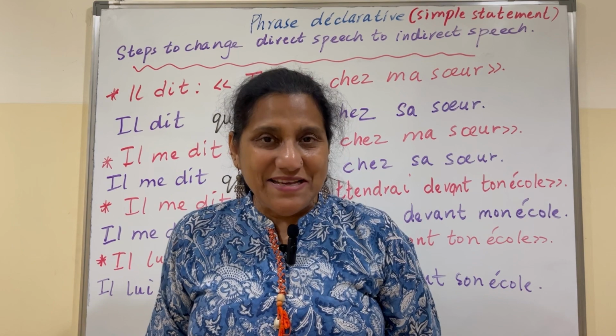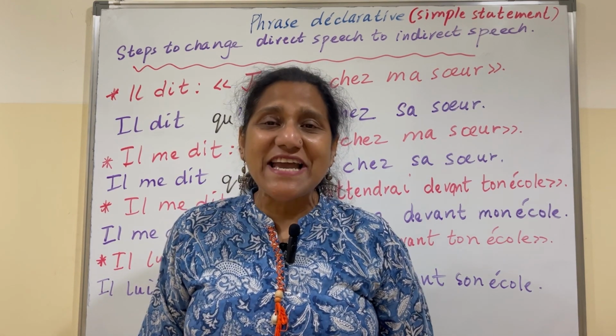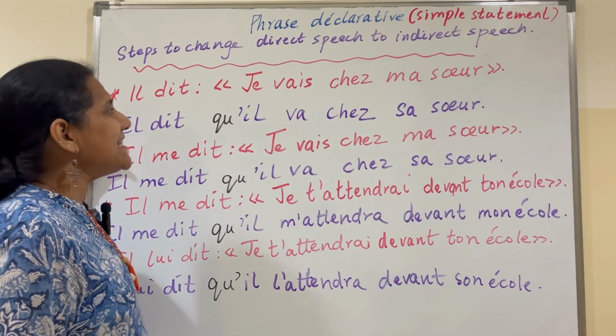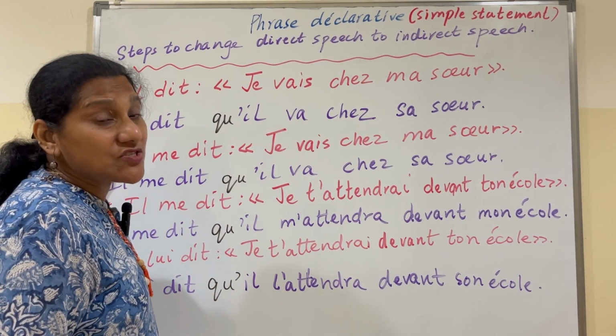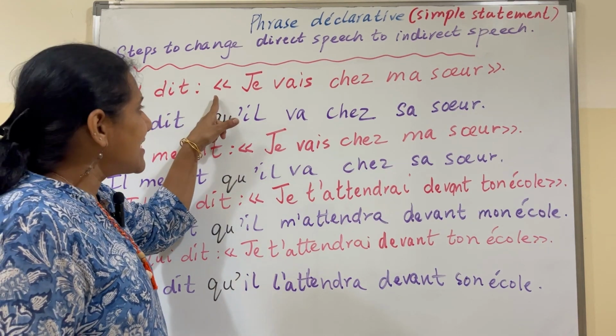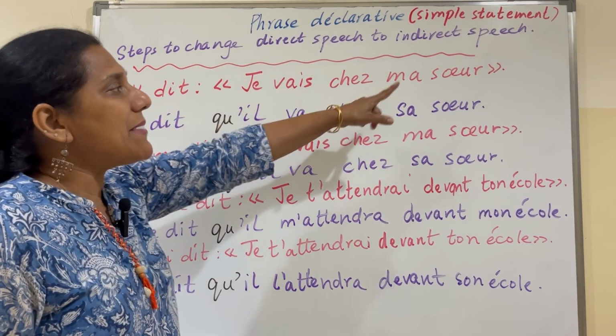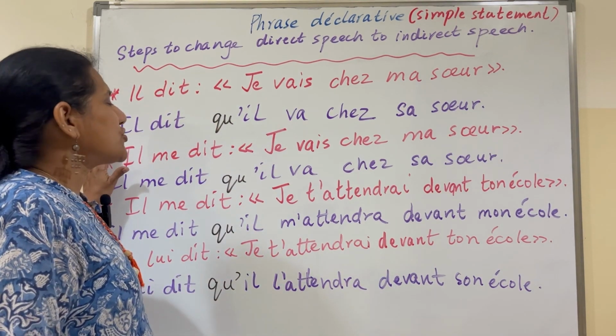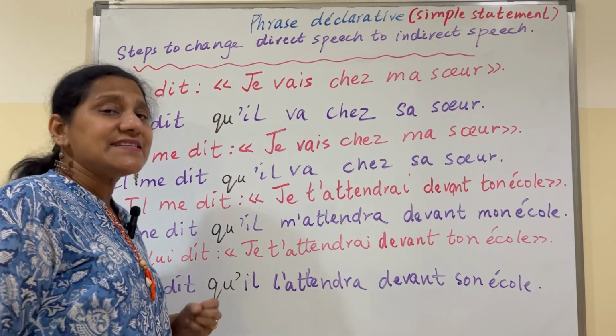Let's look at some more examples to understand how to change from direct to indirect speech. So here we go. Il dit, « je vais chez ma sœur. » So what is it? Il dit colon, inverted commas, je vais chez ma sœur, close the quote. Now, this will change to il dit qu'il va chez sa sœur.